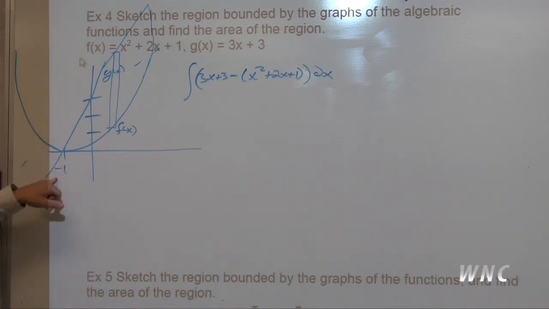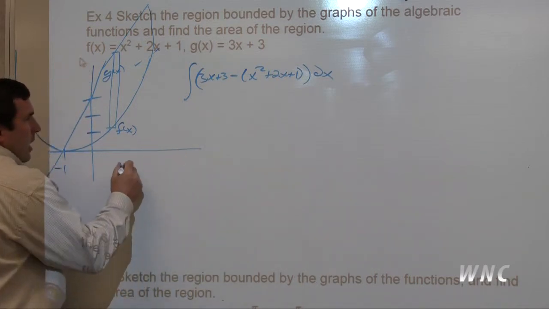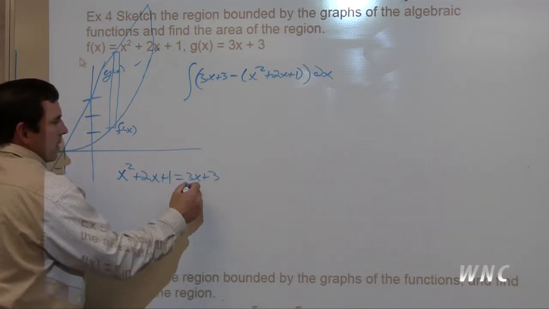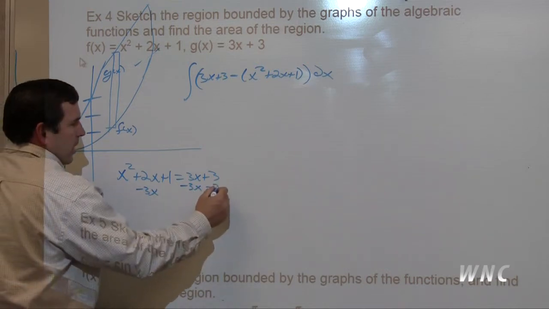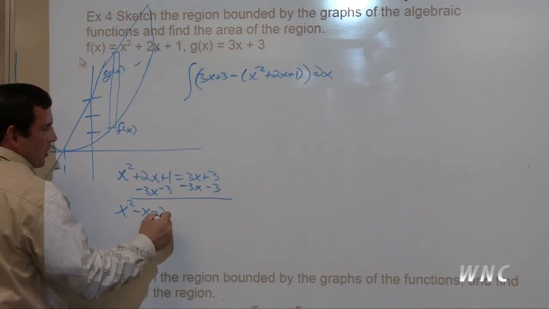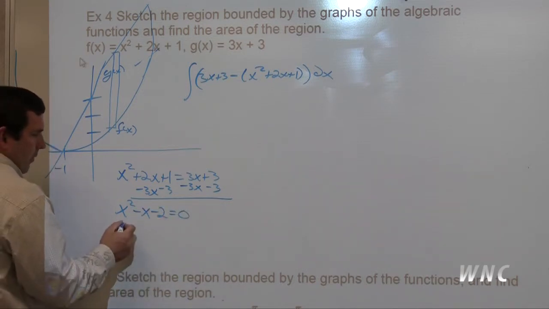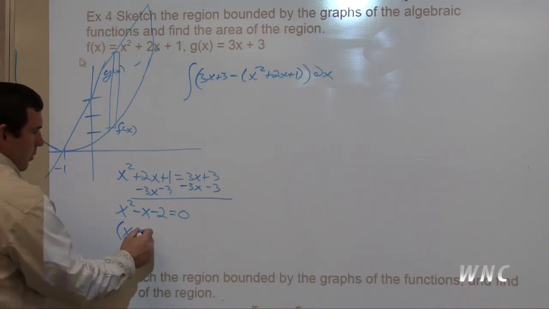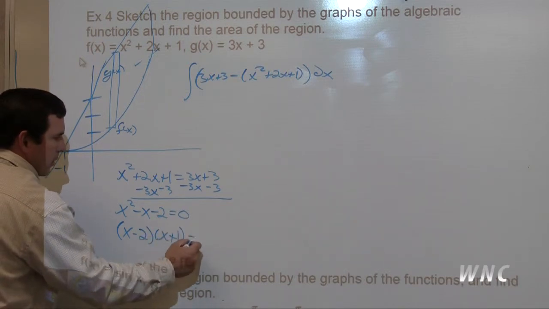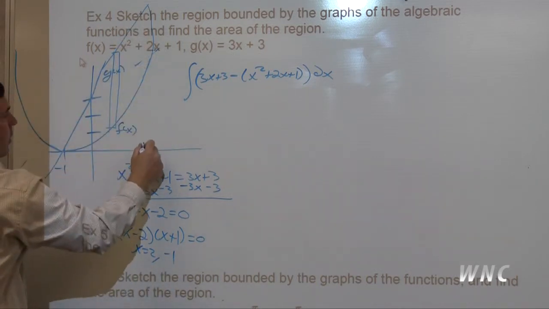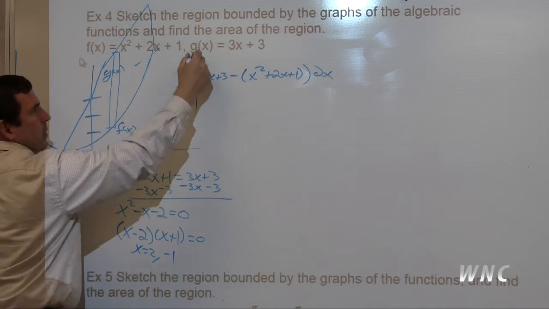Now, where are they intersecting? I think we see they coincide at -1. Where else do they coincide? Well, that's where we could say x squared plus 2x plus 1 equals 3x plus 3. So we can subtract 3x, subtract 3, and x squared minus x minus 2 equals 0. That would factor to be x minus 2 times x plus 1. So x equals 2 or -1. And this must be occurring at 2. We're going to go -1 to 2.